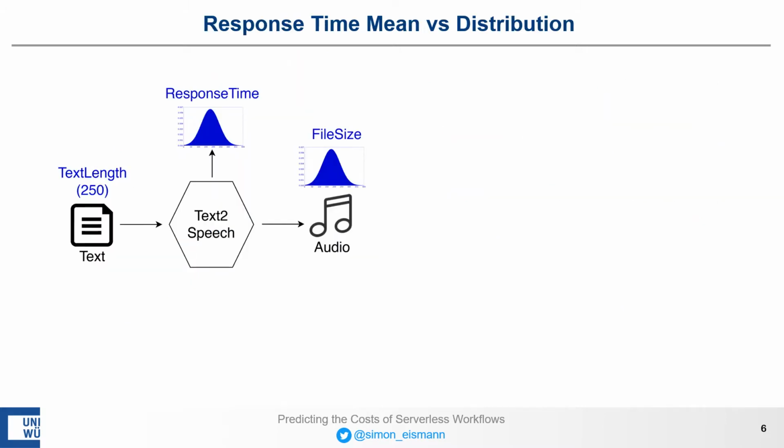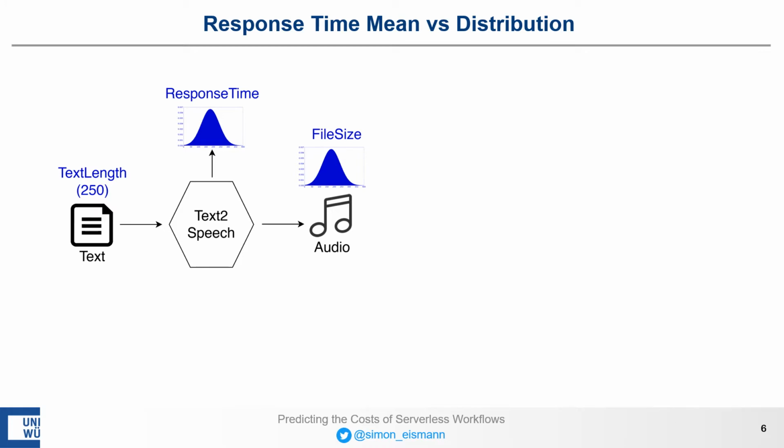So if we go into a bit more detail here, let's take the following function as an example that takes text segments and translates them to speech, so audio files. If we have a set of text files that all have the same length, for example 250 characters, the function will exhibit a distribution of response times, and also the size of the resulting audio file will vary.